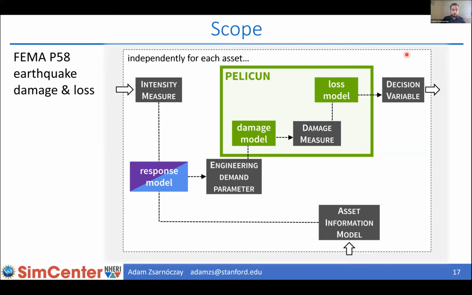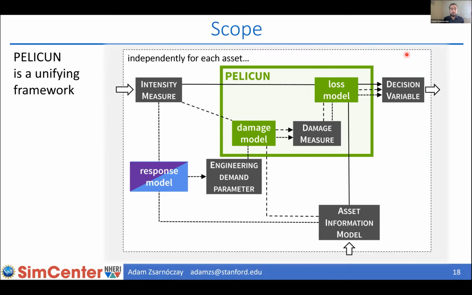And an advantage of PELICUN is, as I mentioned, it's unifying these three. So you can choose which one you want to use, but you don't need to switch tools if you want to use a different one, which means that when you are running a regional assessment, you can use PELICUN and you can choose the level of fidelity you want to use for each particular building.